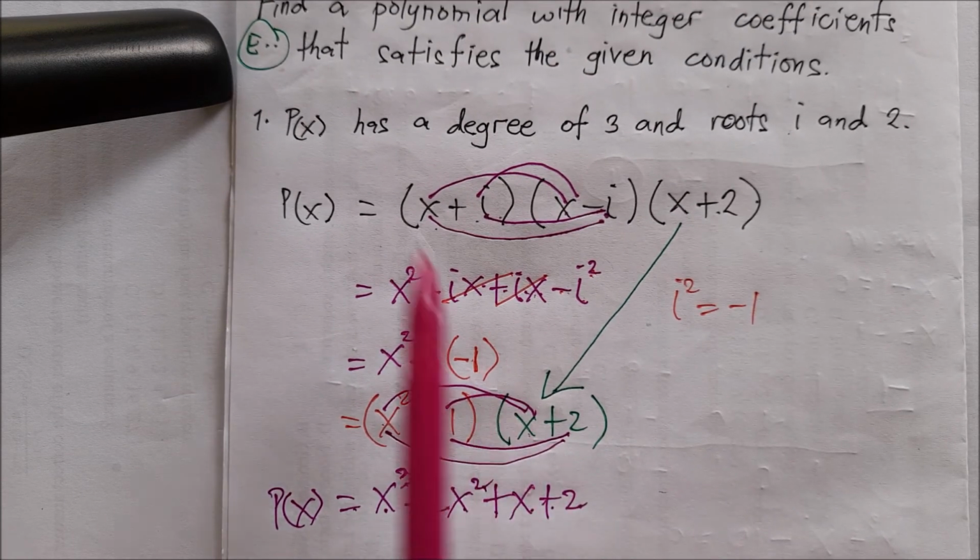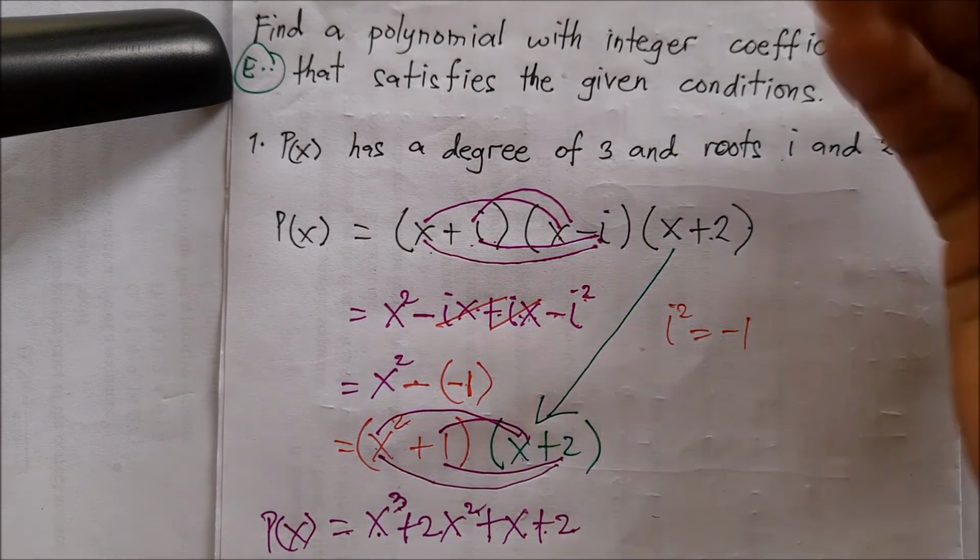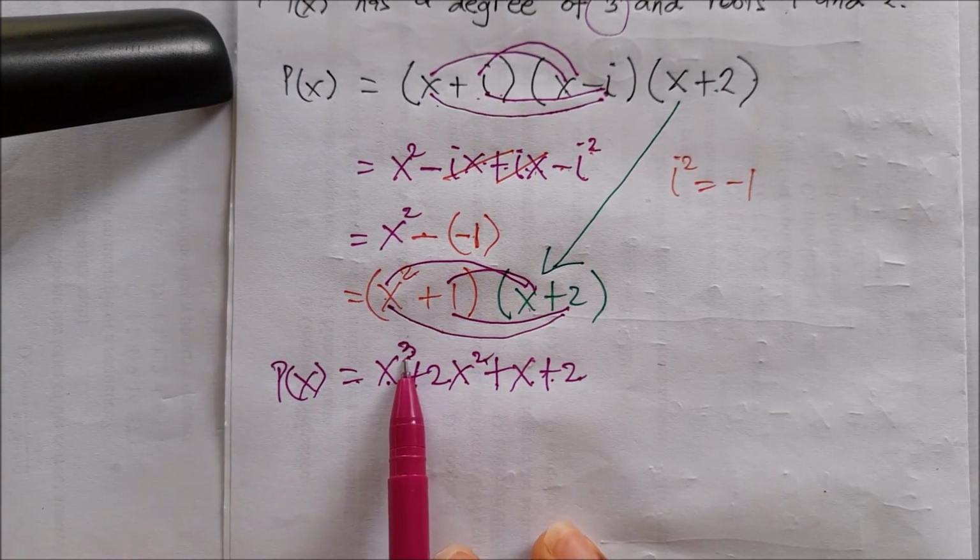And from the question here, P of x has a degree of 3. So correct, the highest is 3.